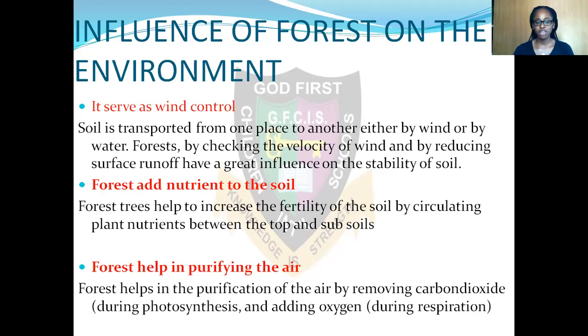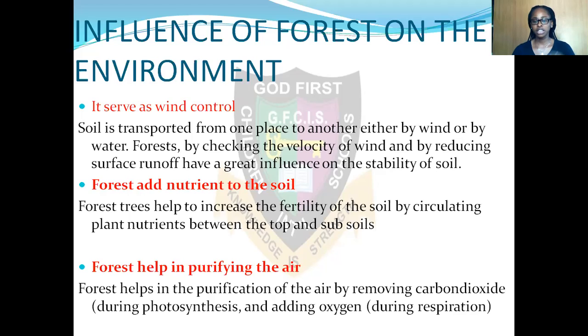And the next one is forests add nutrients to the soil. The forest leaves and fruits add nutrients to the soil. Once they have fallen down and decayed, they turn to fertilizer and add fertility to the soil by circulating the plant nutrients between the top and the subsoil. And also, the forest helps in purifying the air.